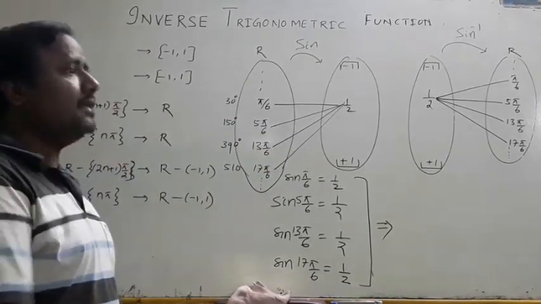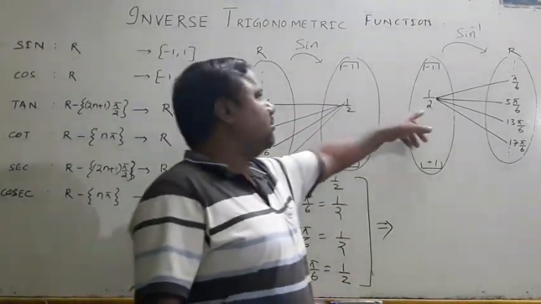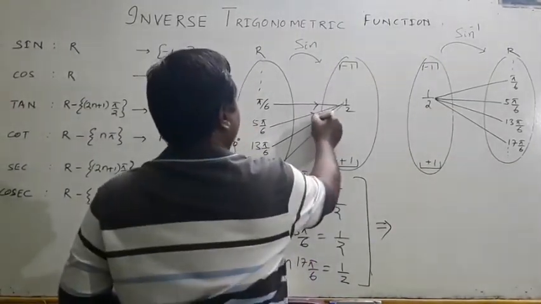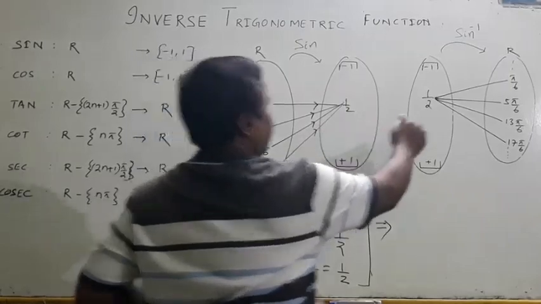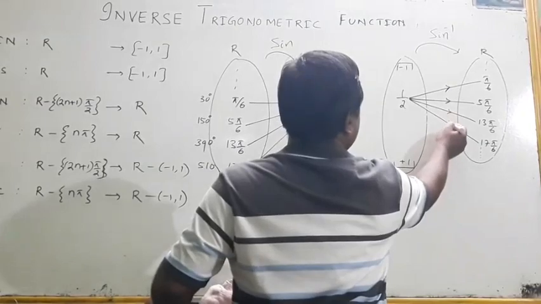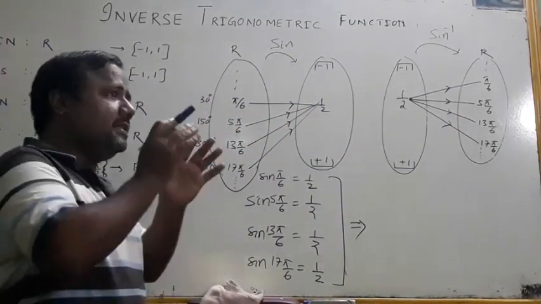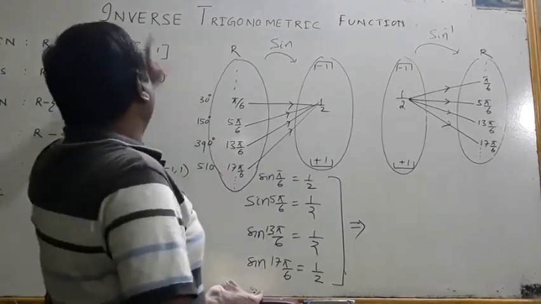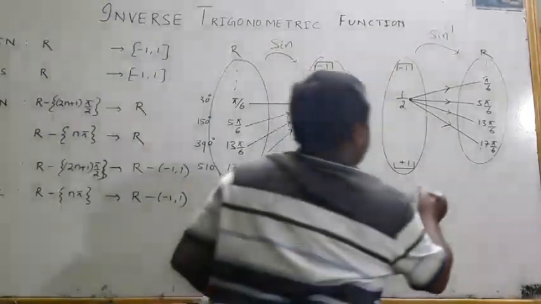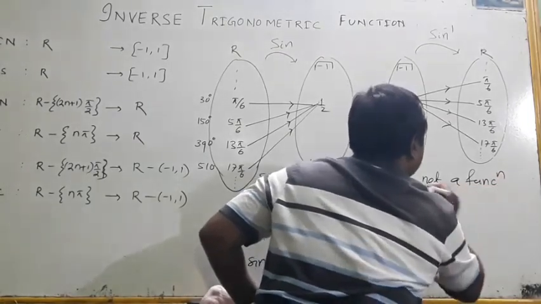But for the inverse function, half, which is in range, should come to the domain. Now the arrow marks will also change for inverse. What will happen? Half goes to pi by 6, half goes to 5 pi by 6, half goes to 13 pi by 6, half goes to 7 pi by 6, 17 pi by 6. This is inverse. But this is not a function. This is inverse, but not an inverse function.